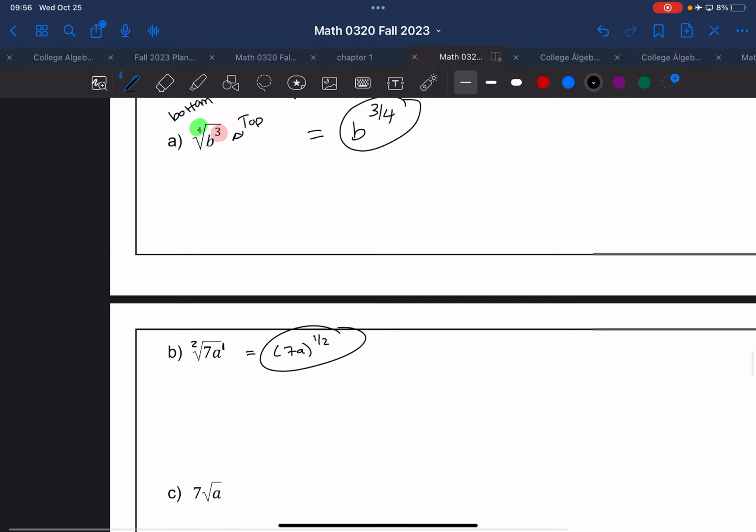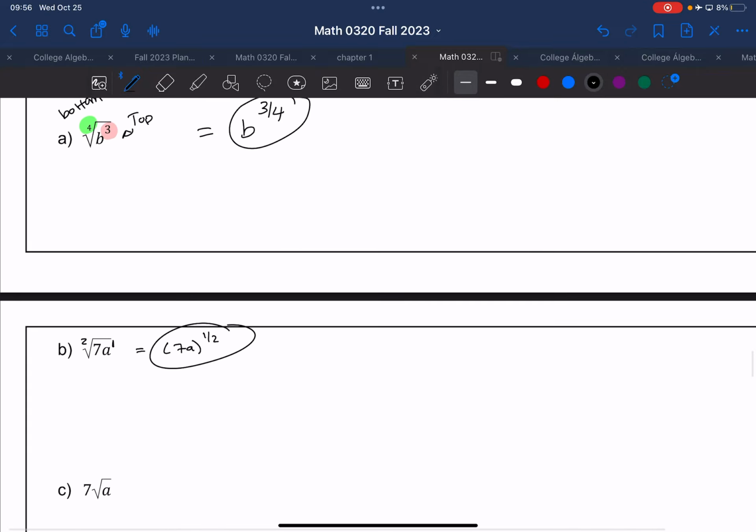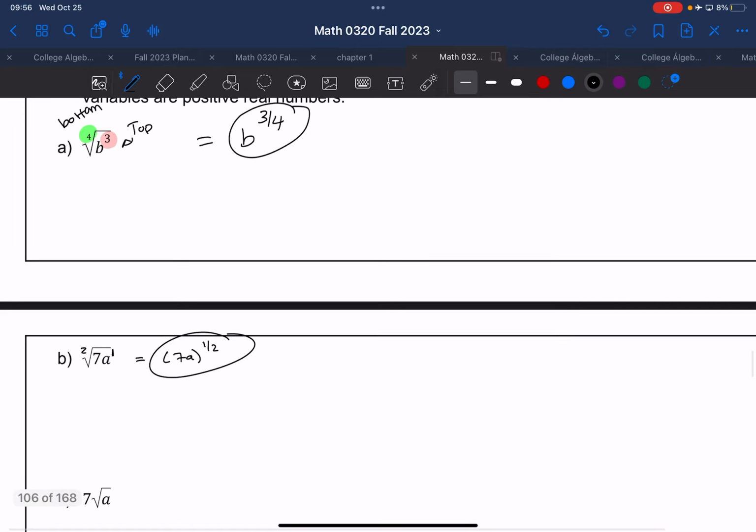So again, we're just converting the opposite now. Wait, how did you know 7a was going in parentheses? Because they're both under the radical sign.